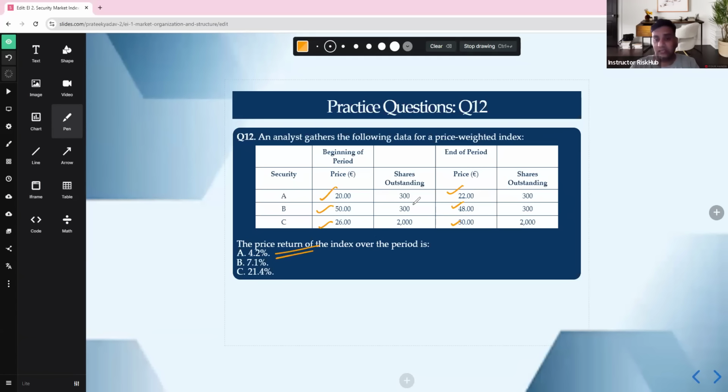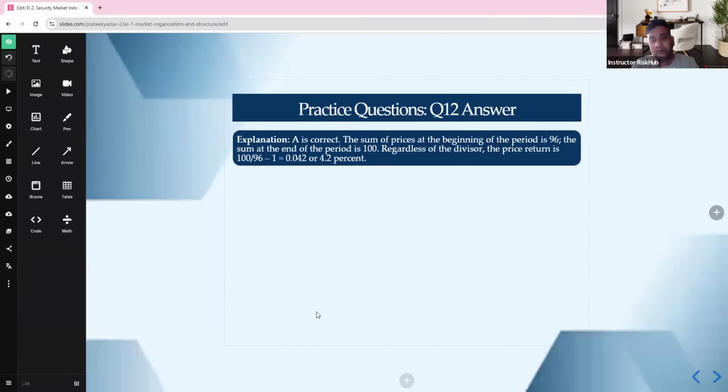Here shares outstanding are the same, and at the end of period also the same. What do we do in the price return? Shares outstanding are given, but you can ignore them, right? You don't need to bother too much because the price weighted index depends only on the prices, right? The important part is that when we take the price weighted index, you focus only on the prices, right? So how do we calculate here? Any logic? What do we do here?